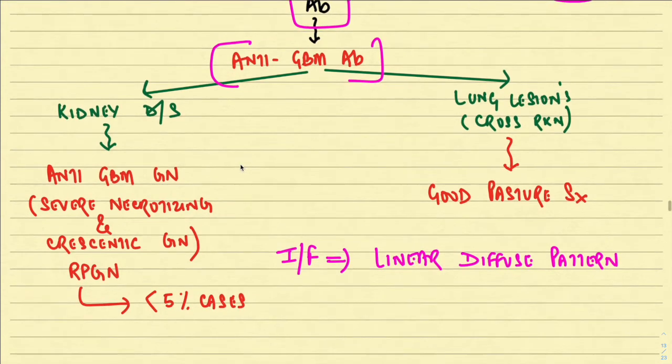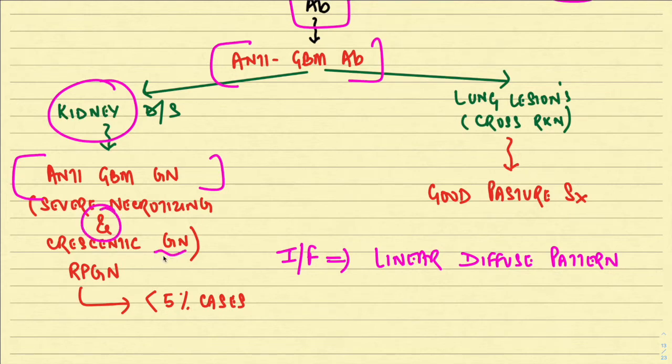Now once this antibody is formed, it is going to go and cause kidney disease, and in the kidney it will cause a type of glomerulonephritis called anti-glomerular basement membrane glomerulonephritis, which is a severe necrotizing and crescentic glomerulonephritis. So this anti-glomerular basement membrane variety of glomerulonephritis is very severe and necrotizing, and it is characterized by crescentic glomerulonephritis, that is the RPGN, in less than 5% of the cases.